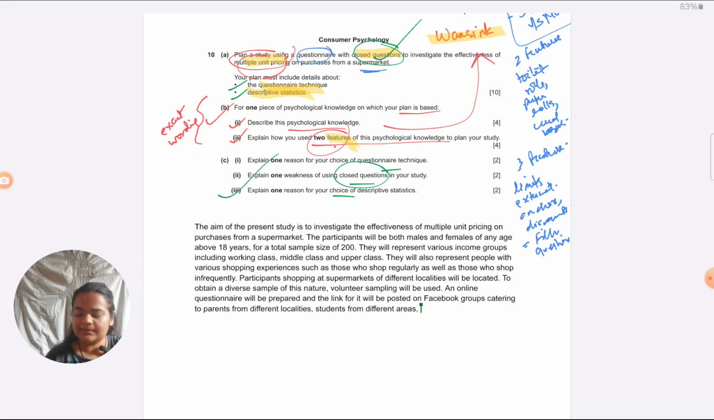Also, we can say shopper groups or consumer groups, etc. So when I post my questionnaire on so many different types of groups, definitely low income and high income parents will answer the questionnaire. So income groups will be covered.